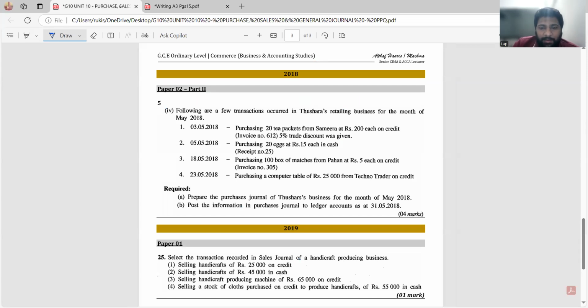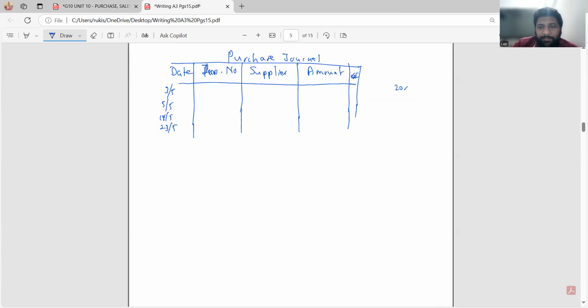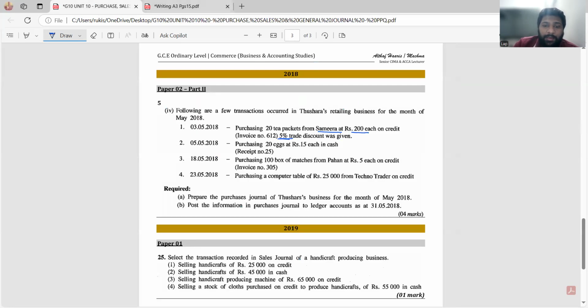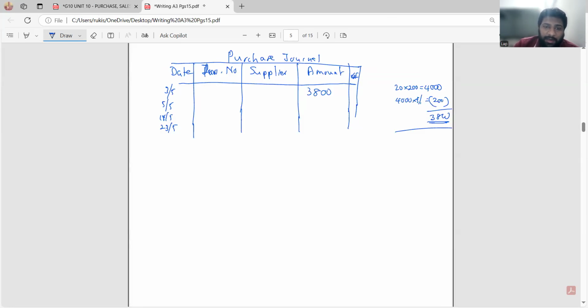Purchasing 20 tea packets from Samira, 200 each on credit. Invoice number 612. Trade discount 5%. So 20 tea packets, each 200. That means 4,000. For 4,000, we are getting a 5% discount. That means 200 discount. Then you have to take the value after the trade discount, 3,800. Samira, invoice number 612.